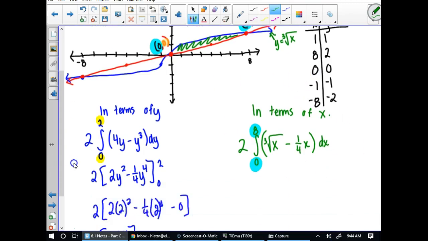You can see the appeal of y here, because you don't have to solve these. Plus, 4y minus y to the third is a lot easier to integrate than the cube root of x minus 1/4 x. So it is better to do y, but if y is sort of blowing your mind on a problem like that, you could do it with x's in that case. The first one we did would be pretty hard to do with x's. Okay, here is our next one.